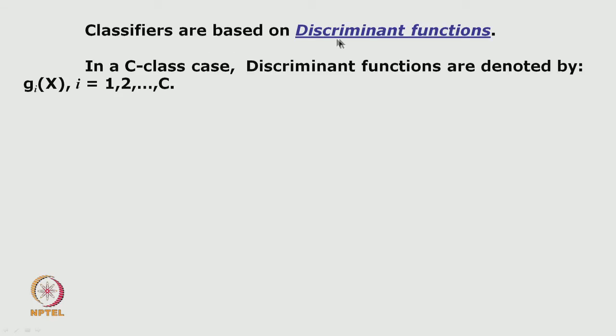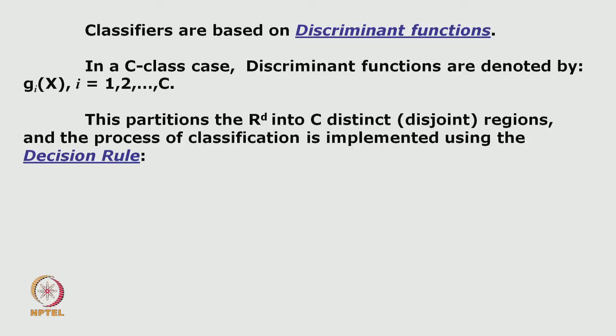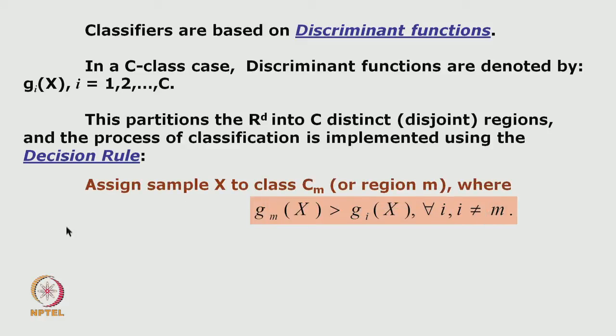Look back into the slide. So, classifiers are based on discriminant functions, and in a C class case, discriminant functions are denoted by, from here onwards we will introduce the notation, g_i(x), i from 1 to C, capital C indicating the number of classes. And this partitions the feature space into C distinct disjoint regions, and the process of classification is implemented using a simple decision rule which says, this is nothing new to you, this has been done along the lines of the Bayes decision rule. Also this can be put as: assign sample x to class m or region m, the mth class or the mth region, if the corresponding value of g_m is more than all the other values of g_i for i not equal to m.